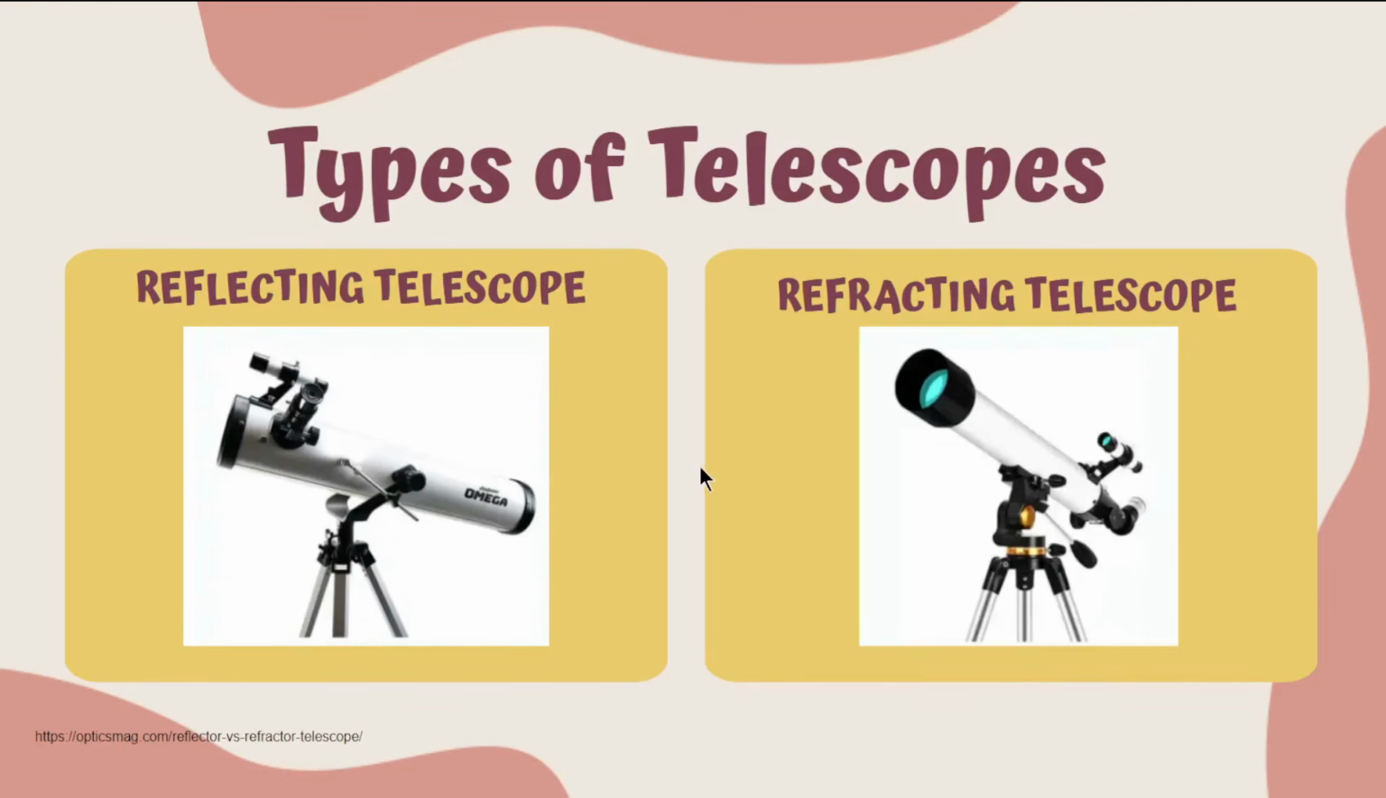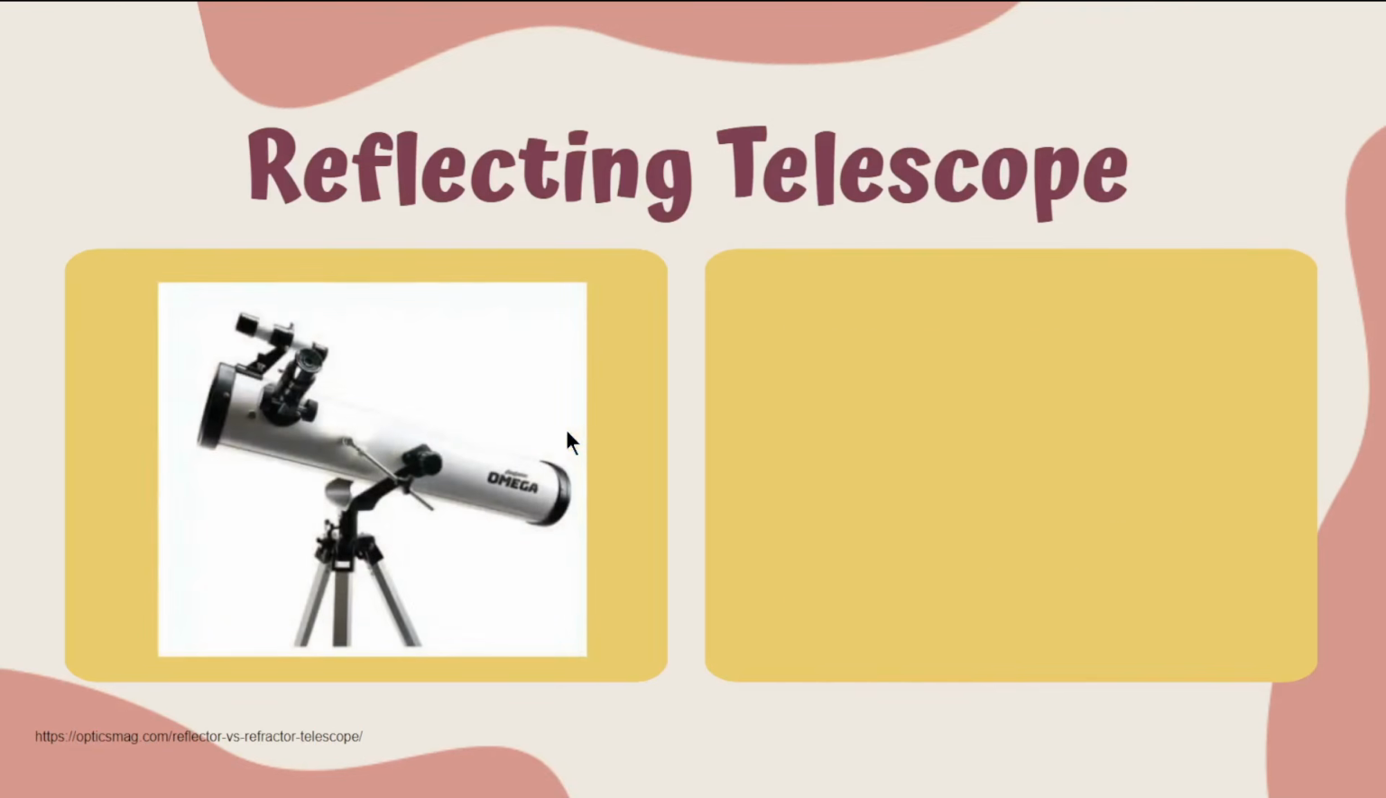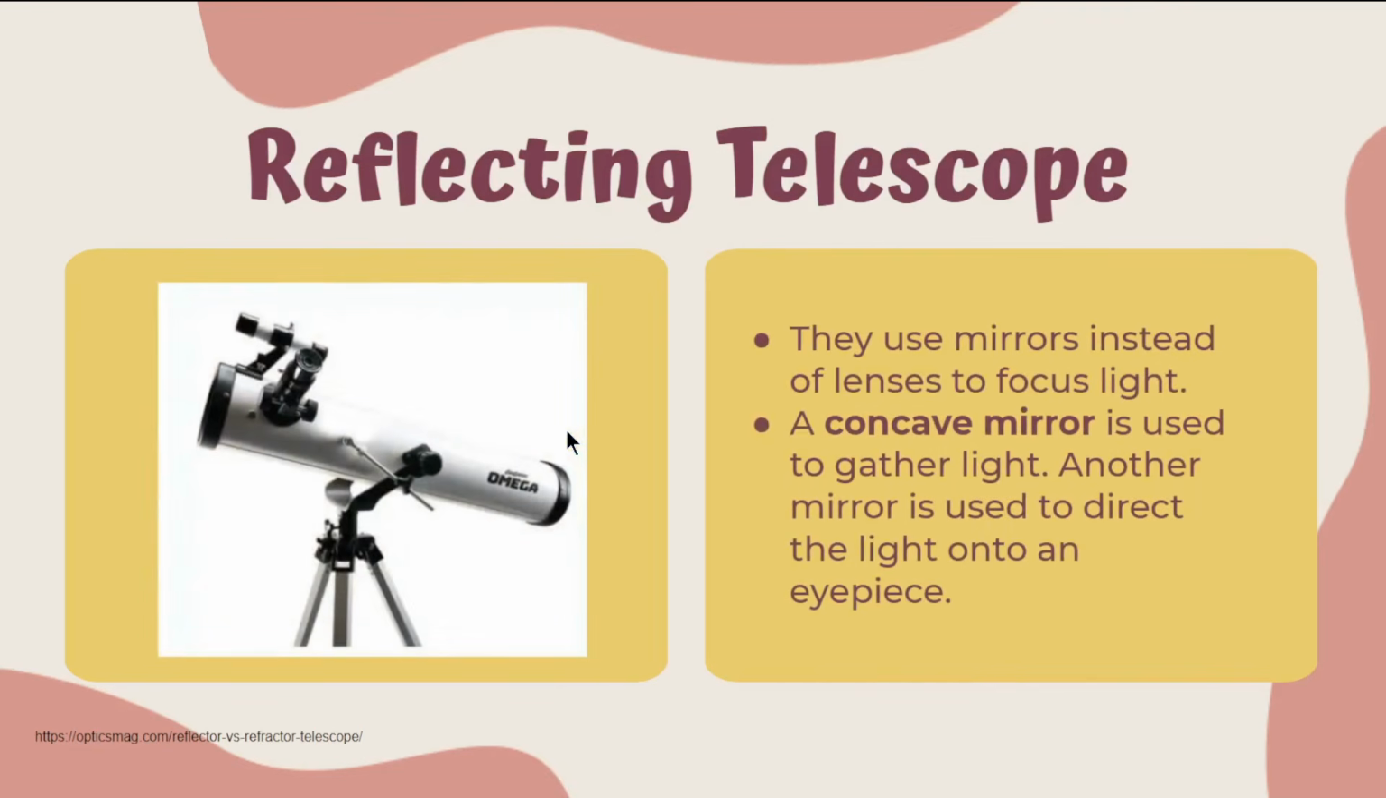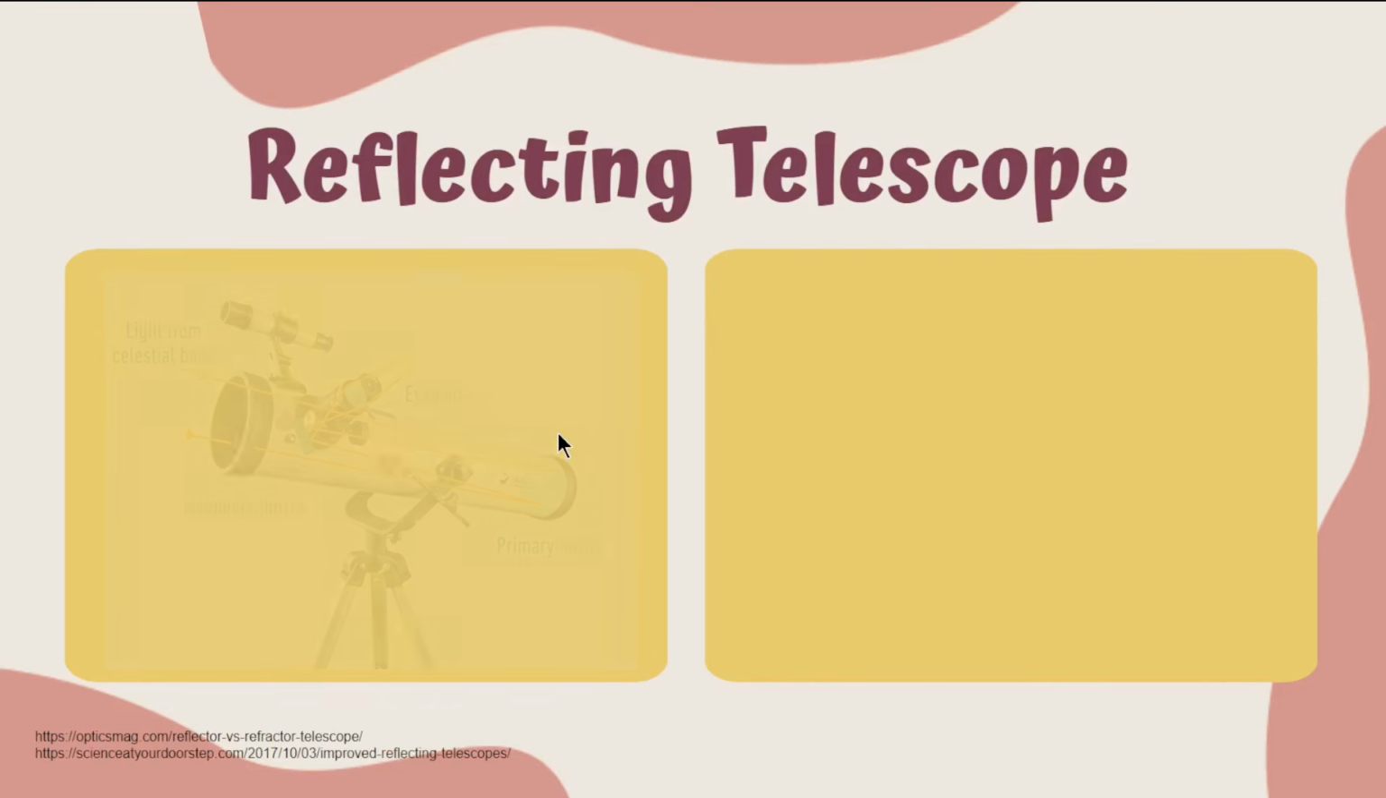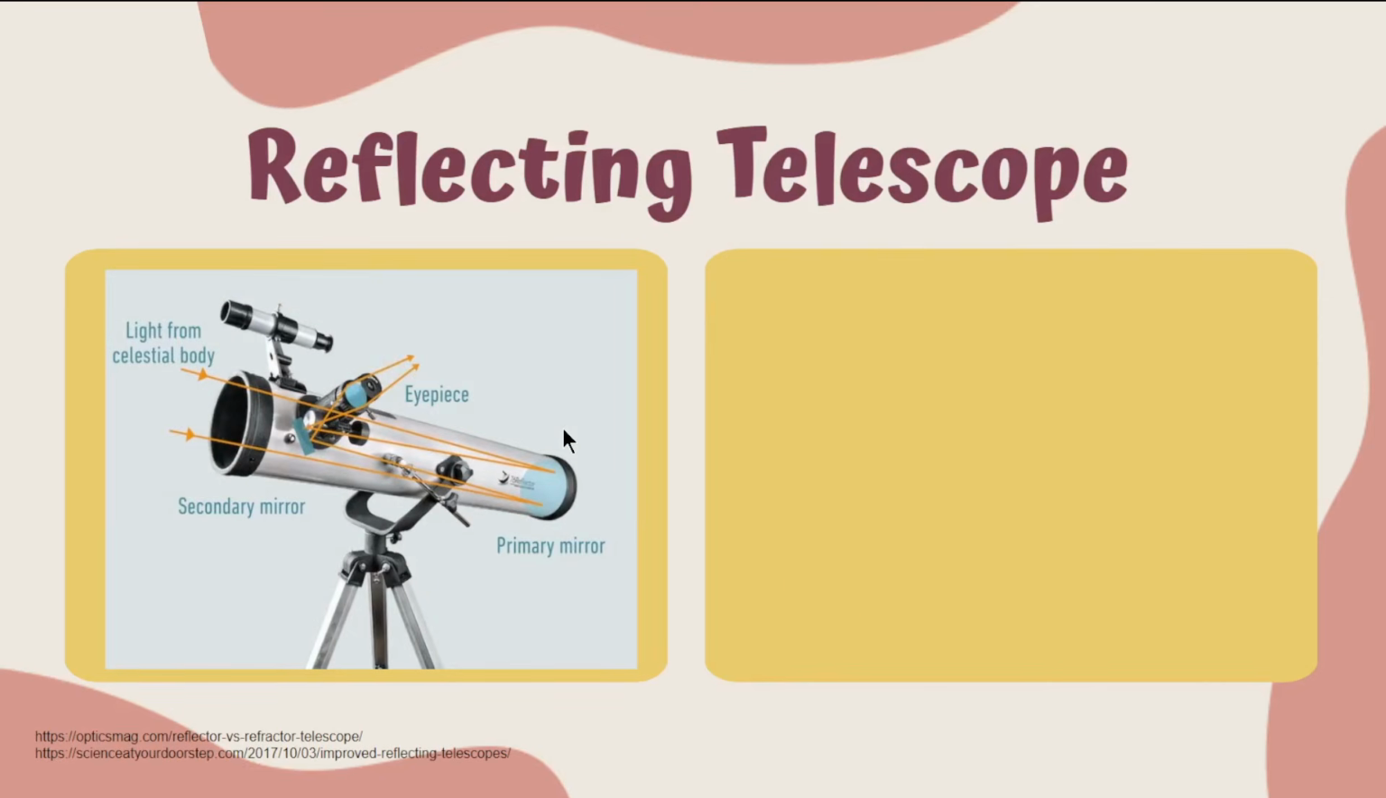Let's start with a reflecting telescope. So, again, a reflecting telescope uses mirrors instead of lenses to focus light. And a concave mirror is used to gather light. That would be your primary mirror. And another mirror or your secondary mirror would be used to direct the light coming from the primary mirror towards the eyepiece. So, ganito yung kanyang itsura. Ayan.